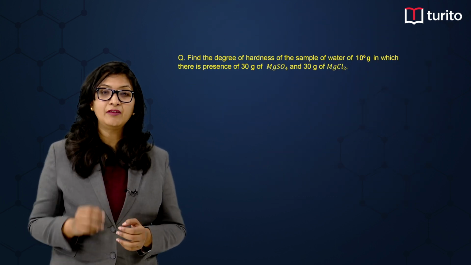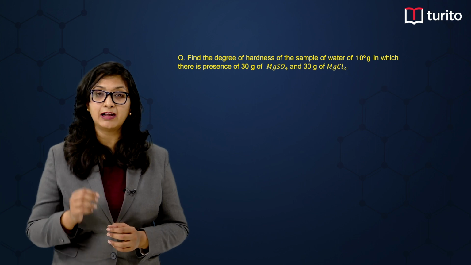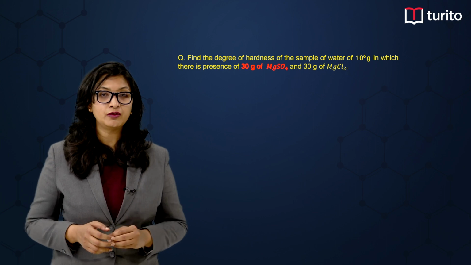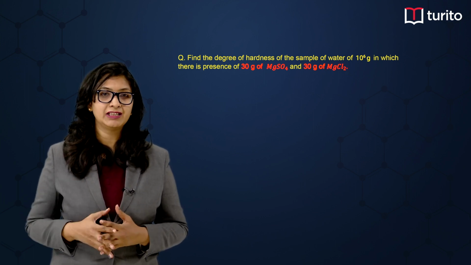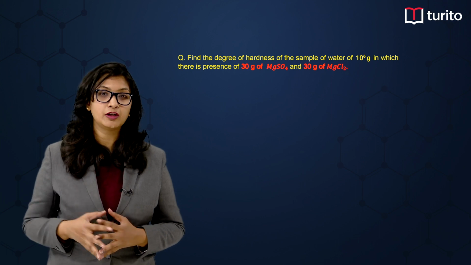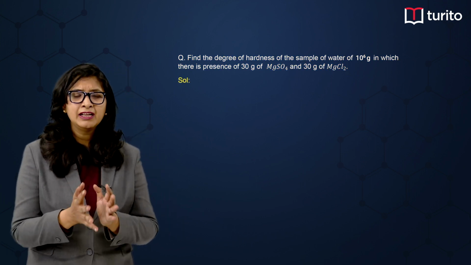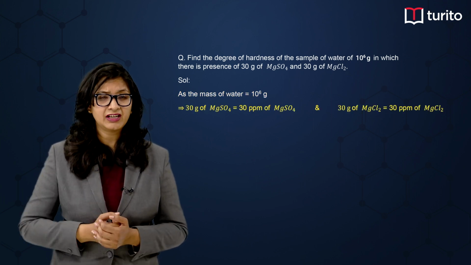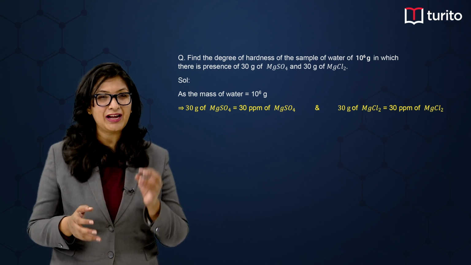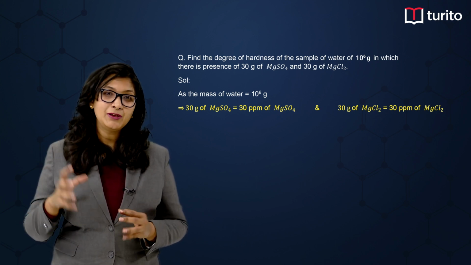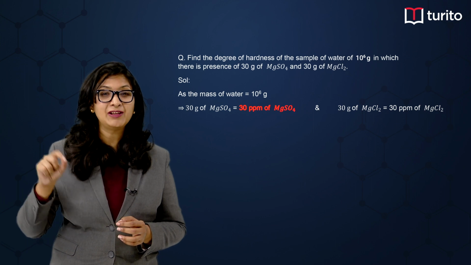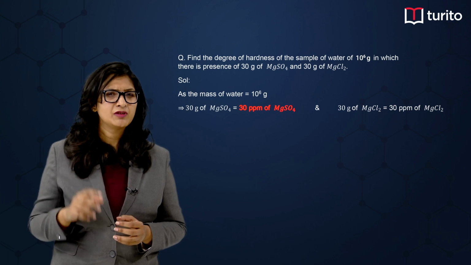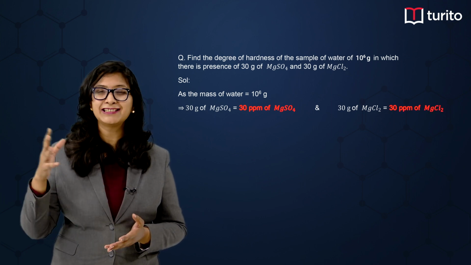So over here I am having a sample of 10 to the power 6 gram of water, in which there is presence of 30 gram of MgSO4 and 30 gram of MgCl2. Then we have to find out the degree of hardness. Now if the sample is weighing 10 to the power 6 gram, that implies the values which are given for MgSO4 and MgCl2 are nothing but their ppms. So it is 30 gram, that means I can write it as 30 ppm. And for MgCl2 also same, 30 gram means 30 ppm.